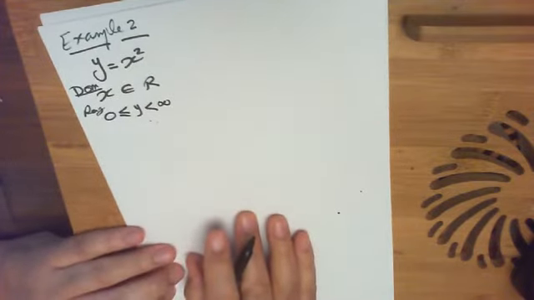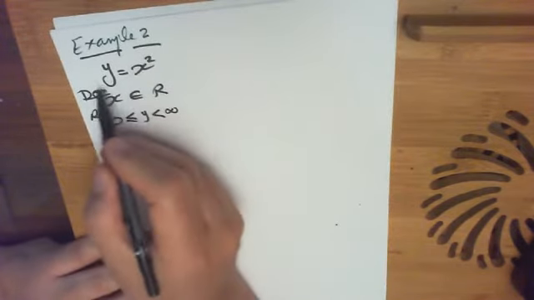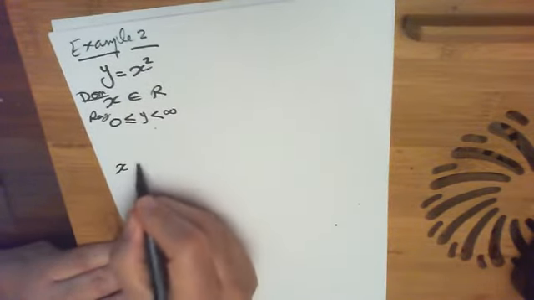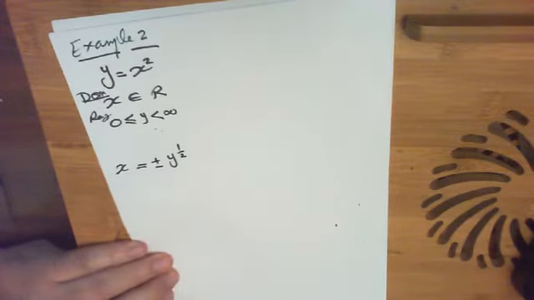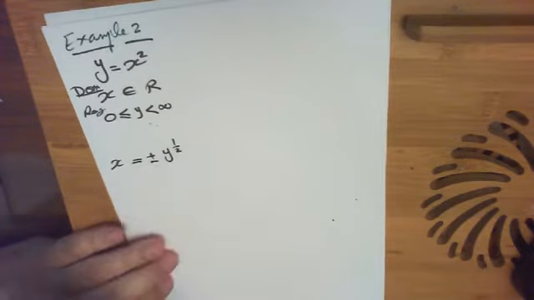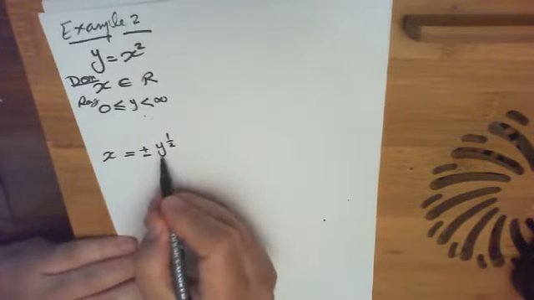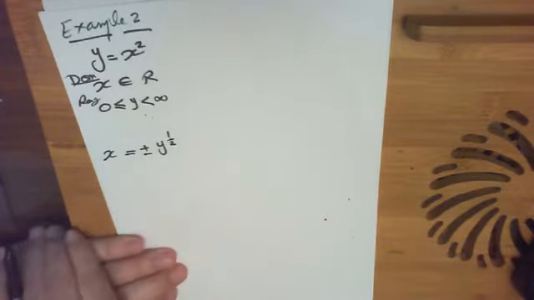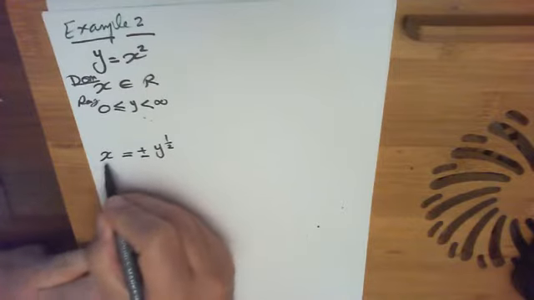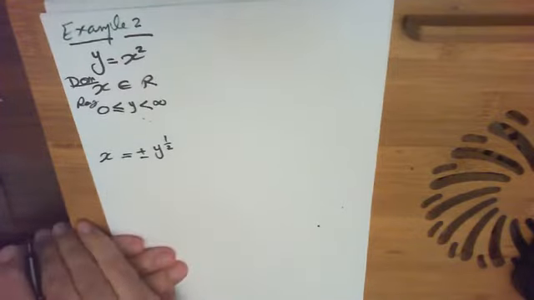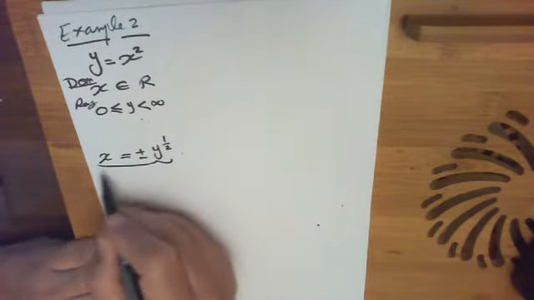Now, what about its inverse? For its inverse, we express x in terms of y. So write x equals y to the power half. Actually, plus or minus. This is not a function, this is a relation. Why? Because for every value of y, you have more than one value of x. For every value of the independent variable, you have more than one value of the dependent one. So it is a relation, not a function.